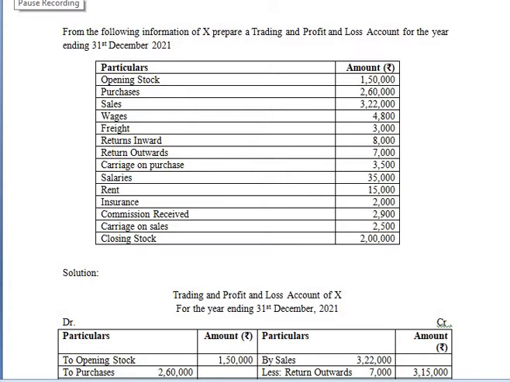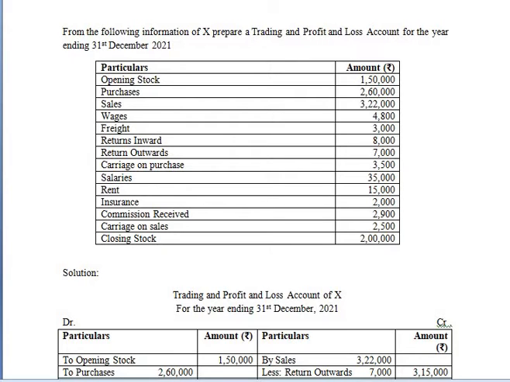In this video, we'll see how to prepare a trading account and profit and loss account. So in the problem, it says that you have to prepare a trading and profit and loss account for the year ending 31st December 2001. And the various items have been given. The first one is opening stock, then purchases, and so on and so forth.